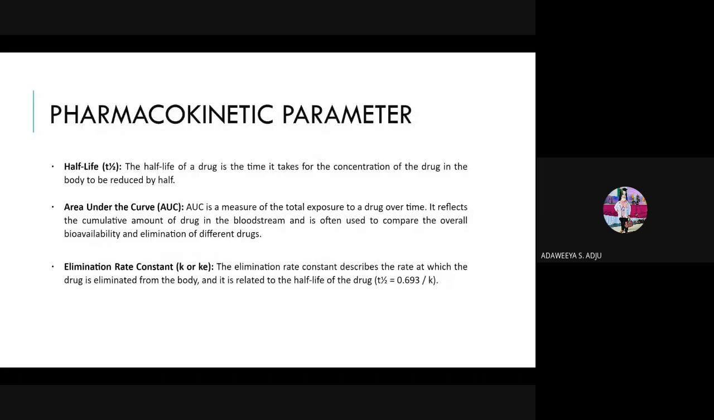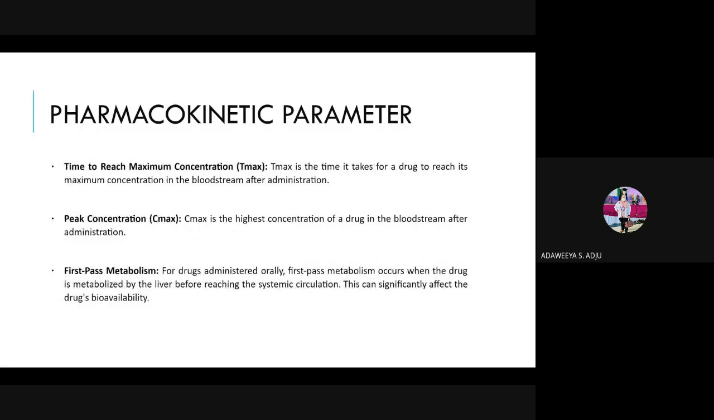Now, for the next parameters, we have the time to reach maximum concentration. Our Tmax is the time it takes for the drug to reach its maximum concentration in the bloodstream after its administration. We have seen this earlier in the graph given to us a while ago. And the peak concentration, or the Cmax, is the highest concentration of the drug in the bloodstream after administration.